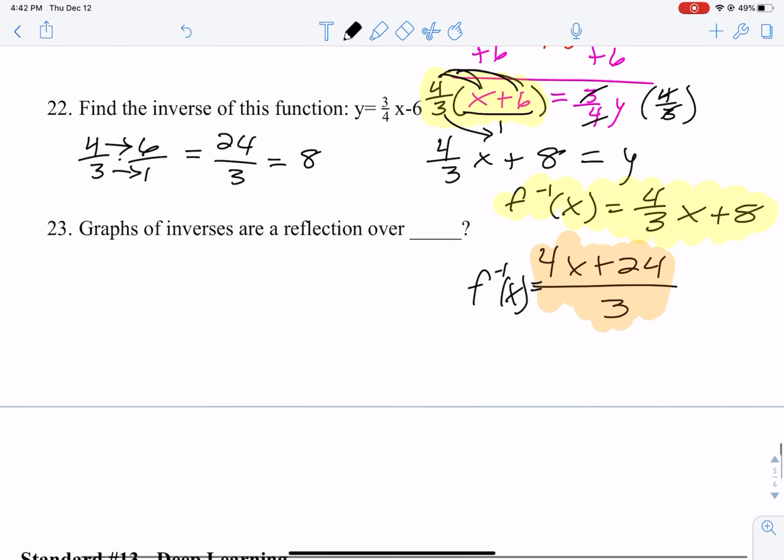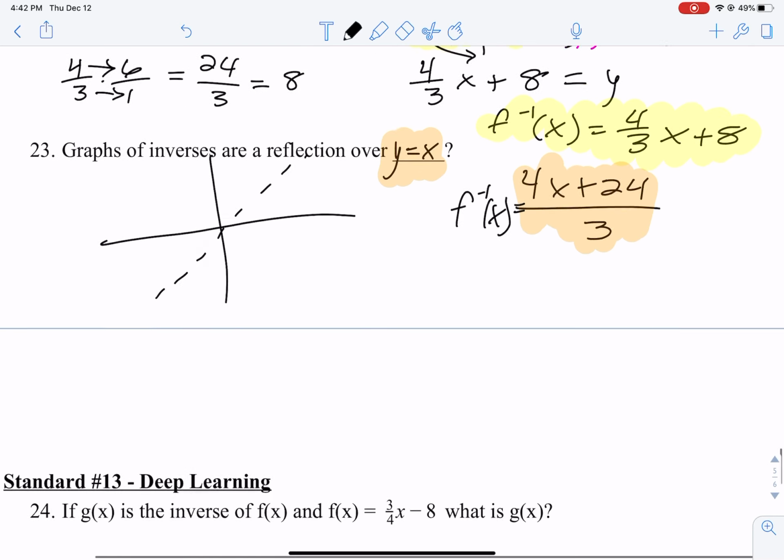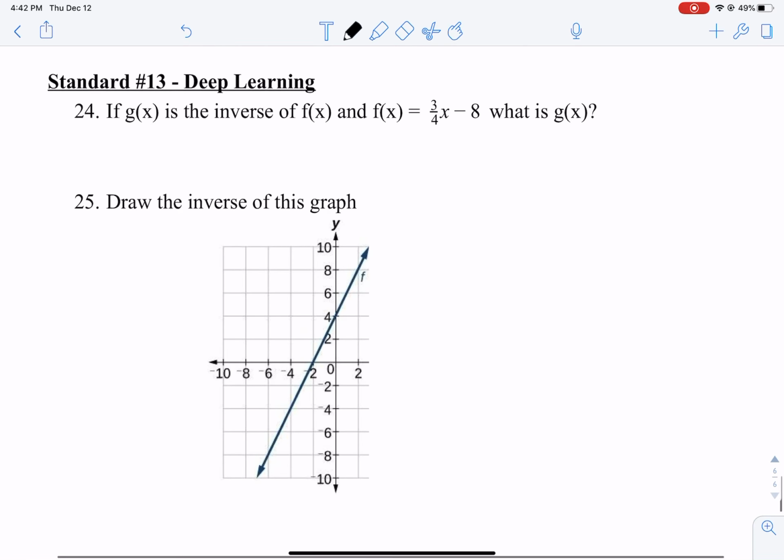Graphs of inverses are reflections over the y equals x line. Okay, y equals x line. Remember on the graph, that's this diagonal line. That's where we placed our mirror. That's always the line of reflection. Let's finish this. 24, the graph of g is the inverse of f, and f is this. What is g? All right, so we just need to find another inverse.